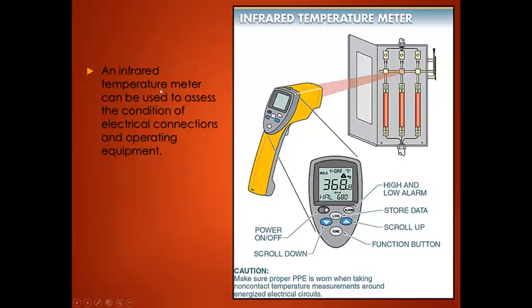An infrared temperature meter can be used to assess the condition of electrical connections and operating equipment. So the condition of fuses in a disconnect or connections can be tested with an infrared temperature meter. If you have a loose connection on a contactor or a disconnect or any electrical component, what you have is a thing called arcing. Arcing produces heat, much like welding. That heat can be read by this infrared temperature meter, and you can indicate points of failure.